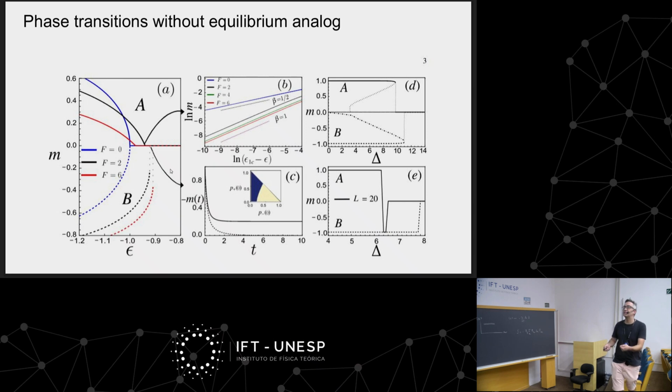You heat up your system. Here the temperatures are fixed, but if you are decreasing the temperature it is similar, okay? And you have here the phase transition. The phase transition is continuous, and you have this critical exponent. This beta 1/2 is the typical mean field critical exponent for the Ising model, okay?